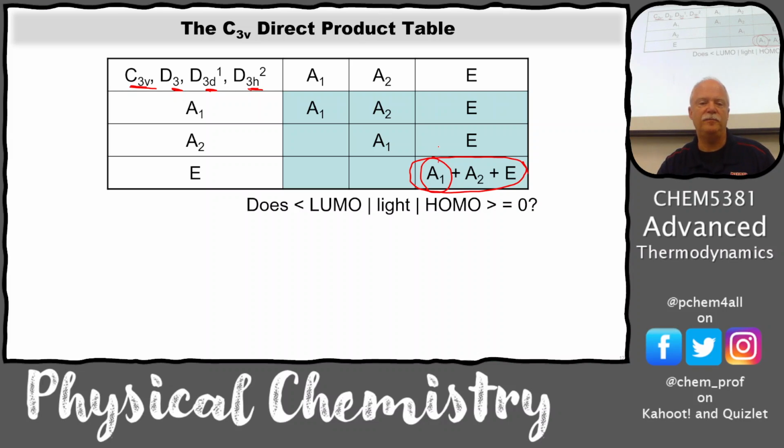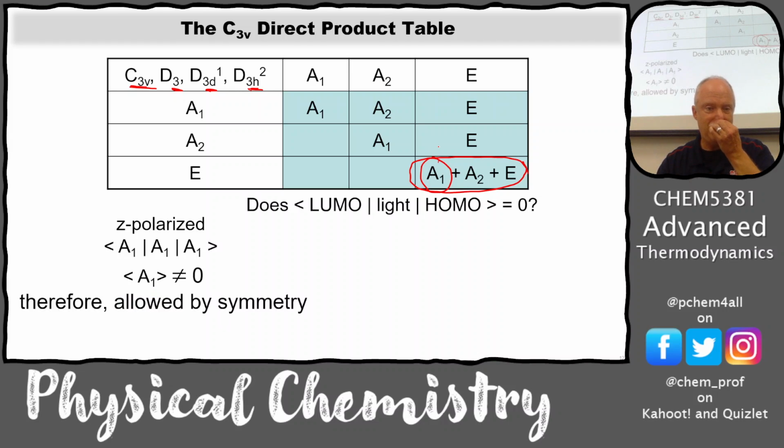So does this HOMO to LUMO transition with light equal 0 or not? For Z polarized light, we have A1 times A1 times A1. It's just this thing repeated over and over again. A1 times A1 is A1, and A1 times A1 is A1. So the result of all three of these multiplied by each other is still the top row, which means that integral is not equal to 0, so this one is allowed by symmetry.